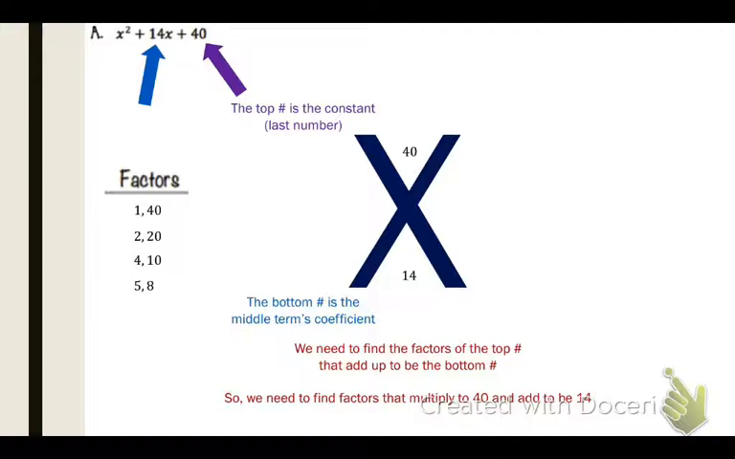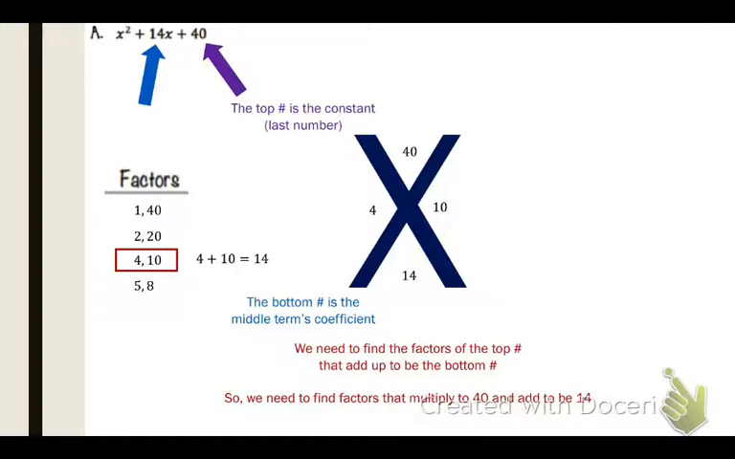Now let's add and subtract these and see which one will give us 14. So 1 plus 40 is 41. That doesn't give us 14. And 40 minus 1 is 39, still doesn't give us 14. 2 plus 20 is 22, which isn't 14. 20 minus 2 is 18, still isn't 14. 4 plus 10 is 14, so those are our factors, and those are what go in the sides of our x.